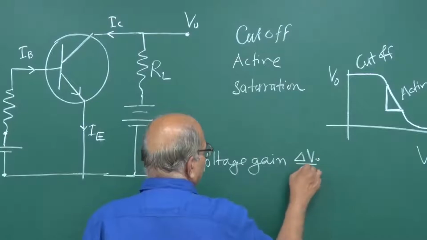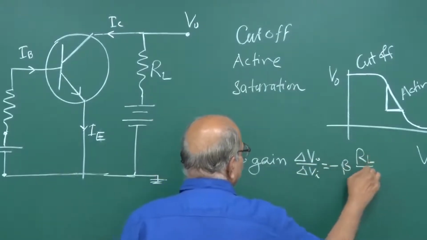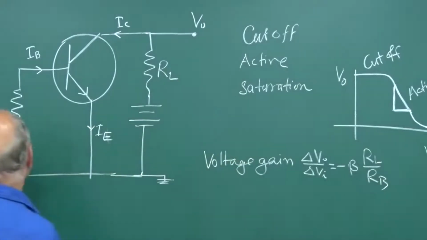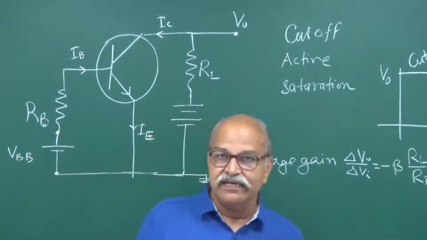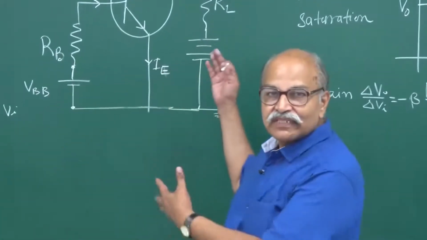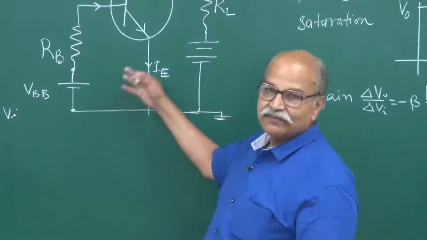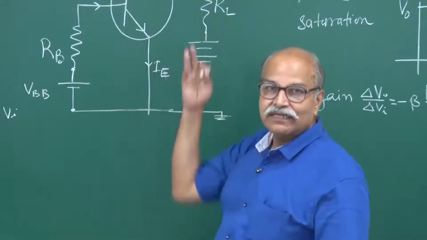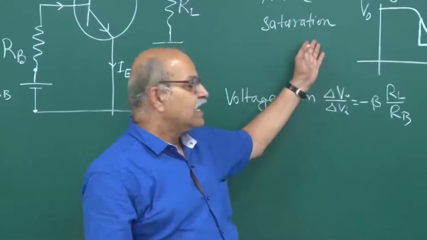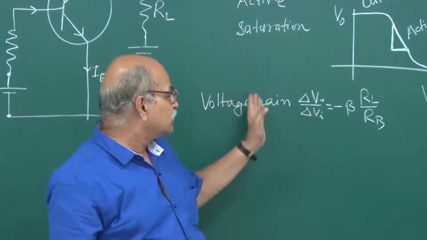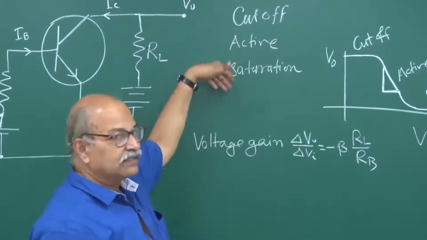Delta VO over delta VI, which is minus beta times RL over RB. So, this is RL and this is RB. So, these are the things. Today's agenda is to perform this circuit on the table: to take a real transistor, batteries, biasing, resistances, and do this circuit here, measure the values and see where those 3 regions are, and then if time permits, look at amplification. But today we will mostly concentrate on the cutoff, active, and saturation regions.